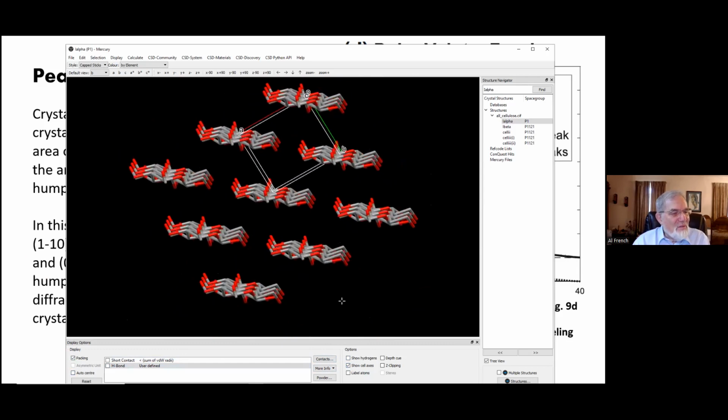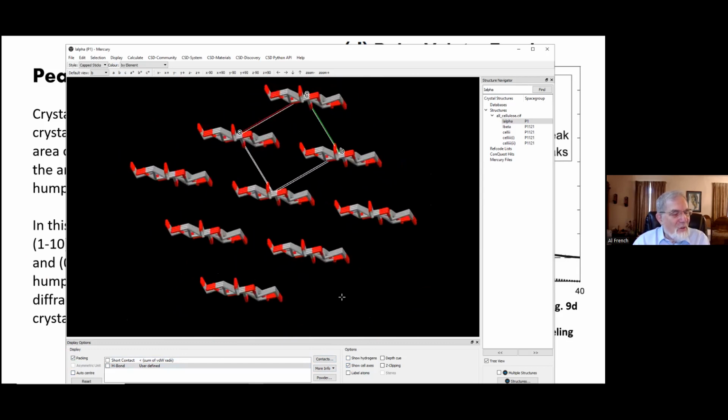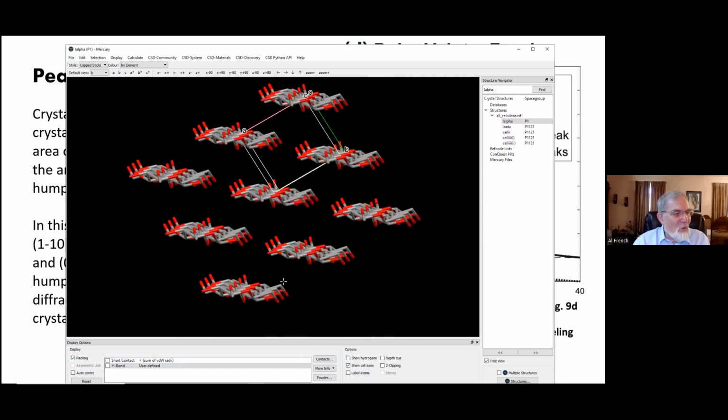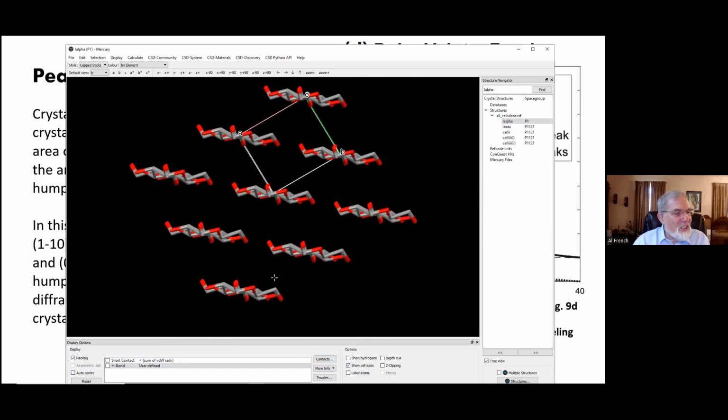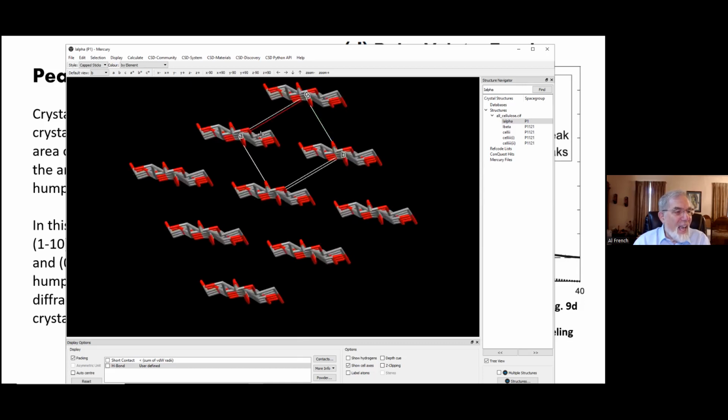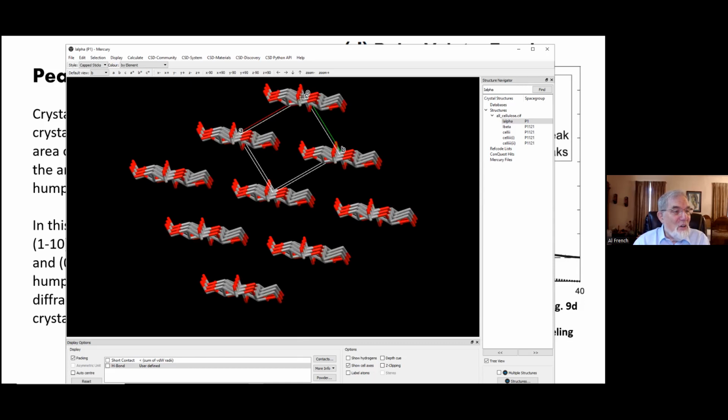So one of the big peaks is due to the 110 crystal plane in cellulose 1 alpha nomenclature. And that would be a plane that intersects the A axis at 1 unit cell length and the B axis at 1 unit cell length and the C axis at infinity. So it means it runs parallel to the C, the origin to C axis line here.